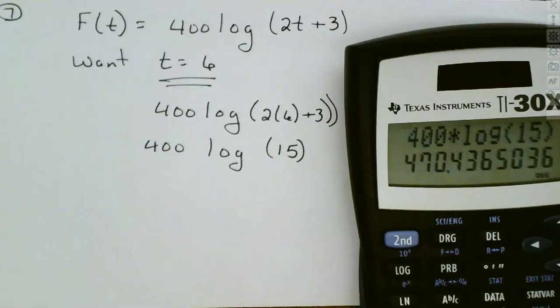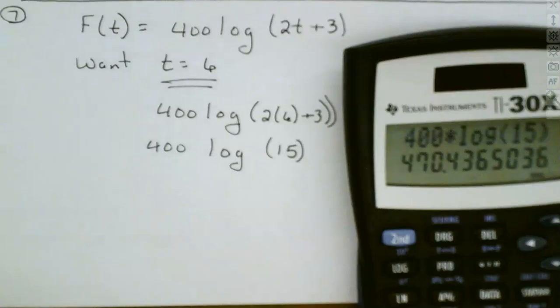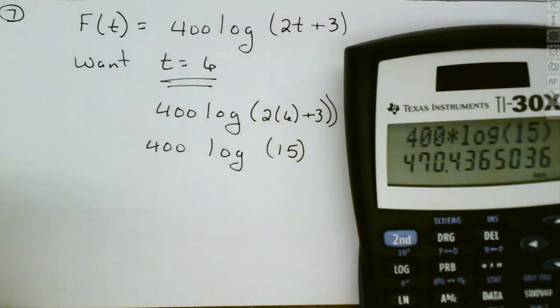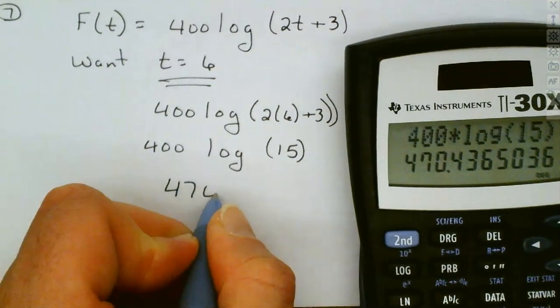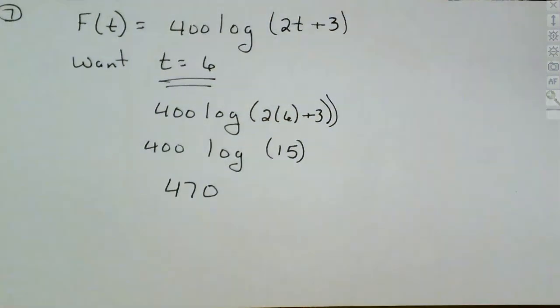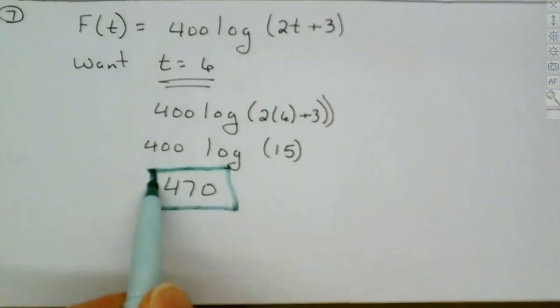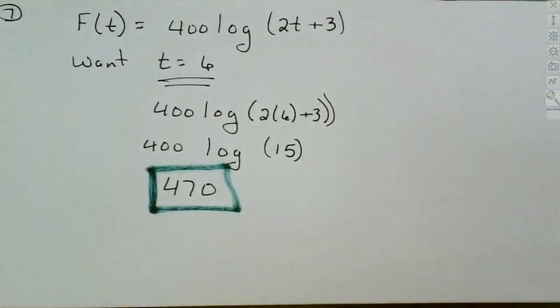470.4. Well, we'll go ahead and round to the nearest whole number because we're looking at population. Can't have half of an animal, so it looks like we're going to have 470. So that population should be 470. And again, I just rounded to the nearest whole number because you can't have half of an animal. So the answer on that one would be 470. And you can label it as 470 species if you wanted.